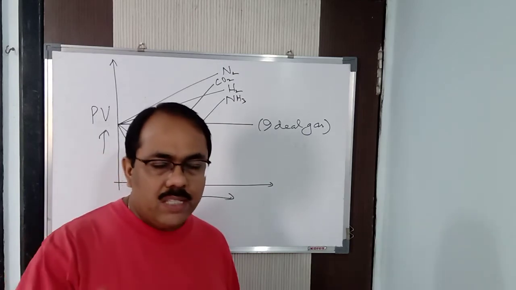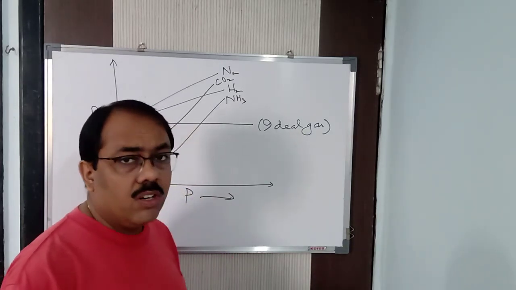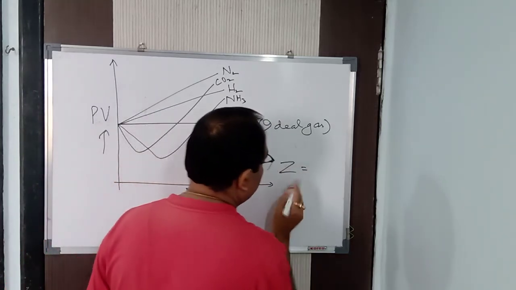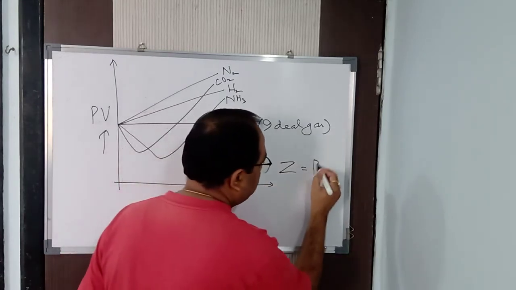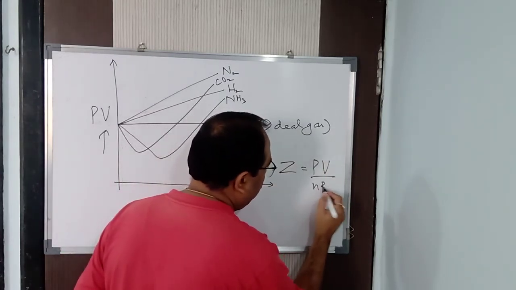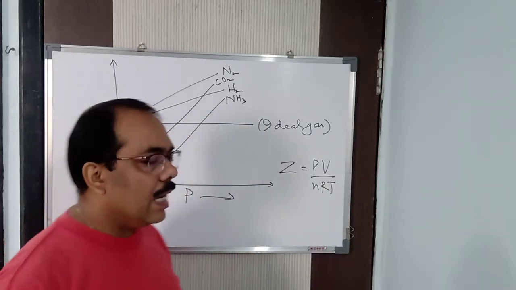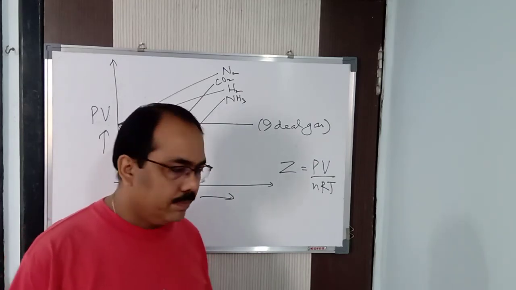Now, based upon these conditions, we are going to calculate a factor which is called the compressibility factor, denoted by the letter Z. Z stands for compressibility factor. How do we calculate Z? Z is equal to PV by nRT.